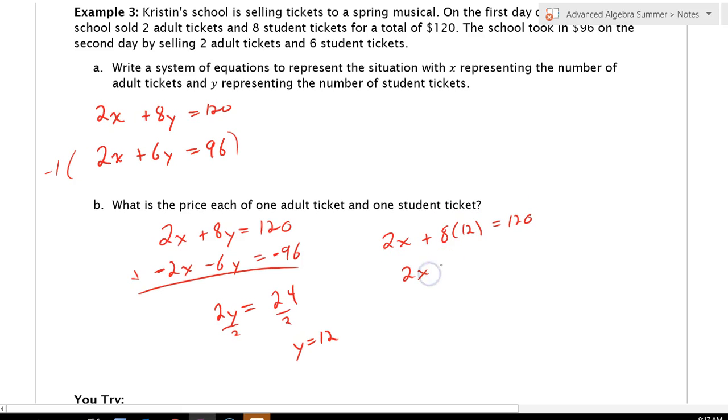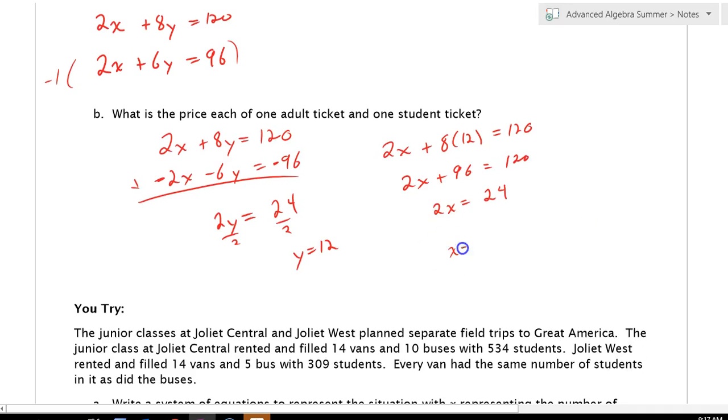So that'd be 2x plus 96 is equal to 120. Subtract 96 from both sides. Dividing, I get x is equal to 12. So here in this scenario, both our student and adult, this is our adult, our x's, and our student here, are $12.